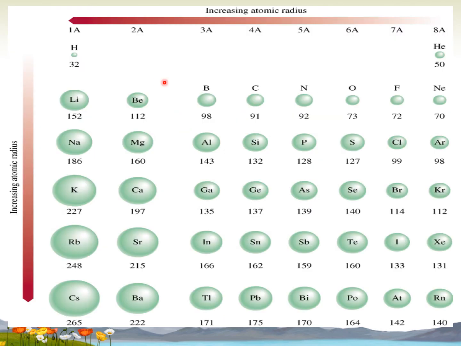So as a picture of atomic radii in the periodic table, you can see in this slide. Increasing atomic radius from right to left, and this one increasing atomic radius going down the group.